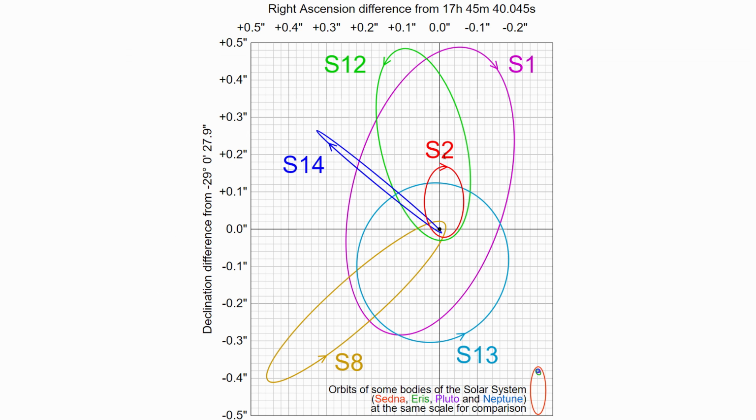This is the orbit of S2, and for comparison, this is the solar system with the orbit of Sedna in red and the orbit of Neptune and other planets right there as a tiny, tiny circle in the middle. So S2 orbits around the central black hole in approximately 15 or so years, and it covers a very, very large region of space in that period of time, and it moves really fast.